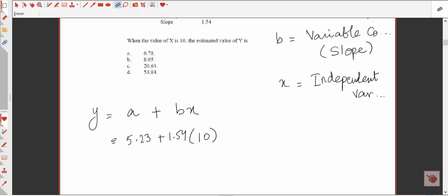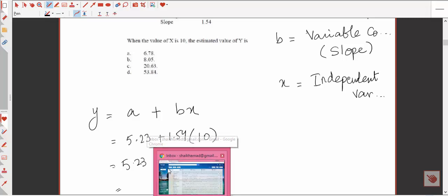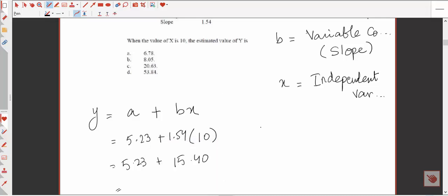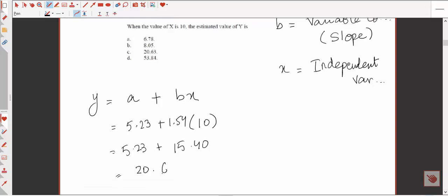You should keep your calculator with you all the time, and please note that a scientific calculator is not allowed in the exam, so please use a normal calculator. 15.4 is this one here, 15.4 plus 5.23, right? So if I add 15.4 and 5.23, it will give me 20.63, which is answer number C.